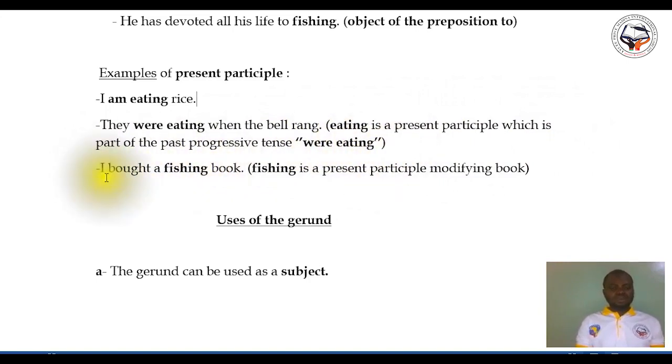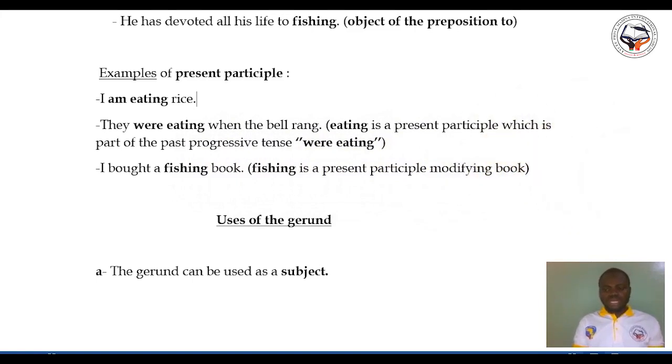The third example, I bought a fishing book. Fishing here modifies book. That is, fishing here is an adjective, if you want. It is a present participle modifying book. That is, the book I bought is a book dealing with fishing. So fishing is a present participle modifying book.